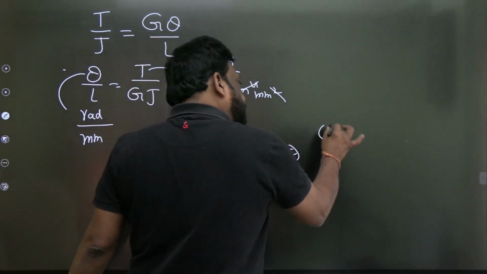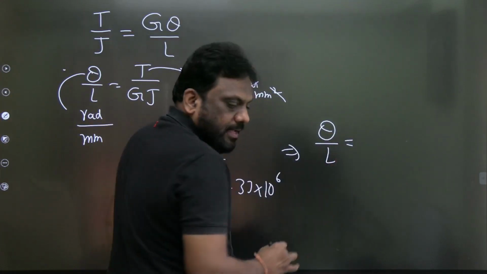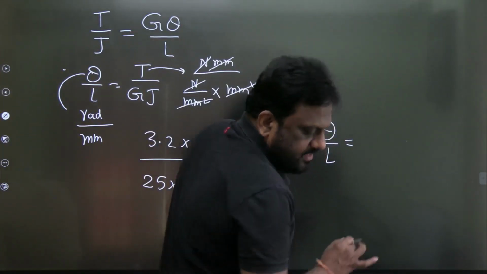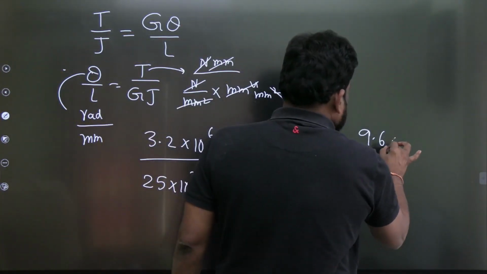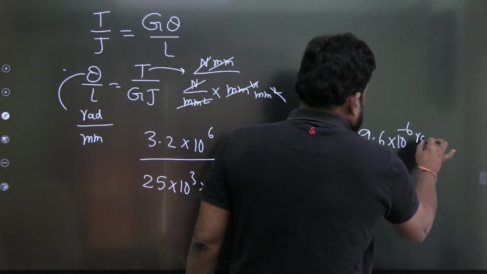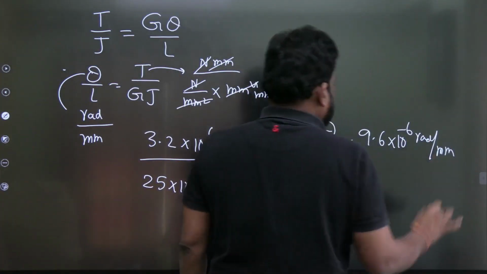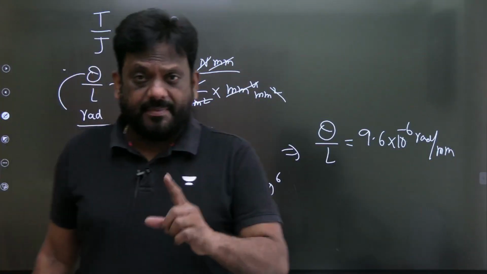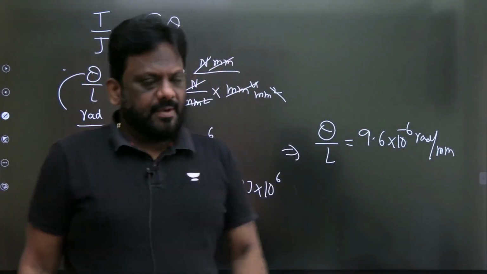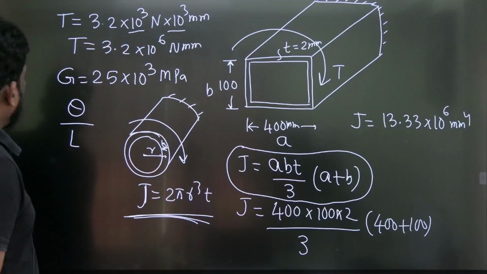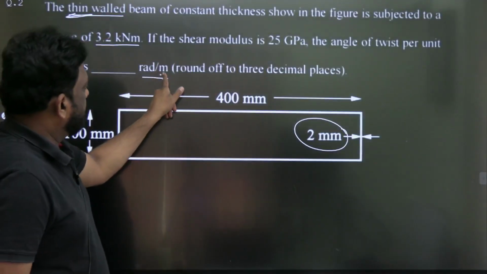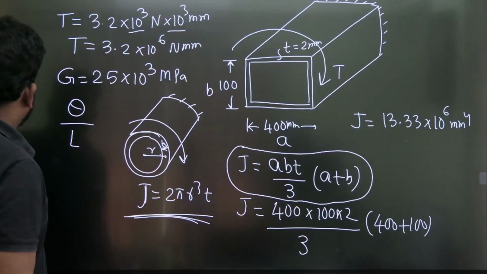So he is asking twist per unit length. And if you calculate, you are getting this as 9.6 into 10 power minus 6 radian per mm. Because we have taken all length dimensions in mm, it is radian per mm. But let me check. No, he has asked in radian per meter. So this is not the correct answer.